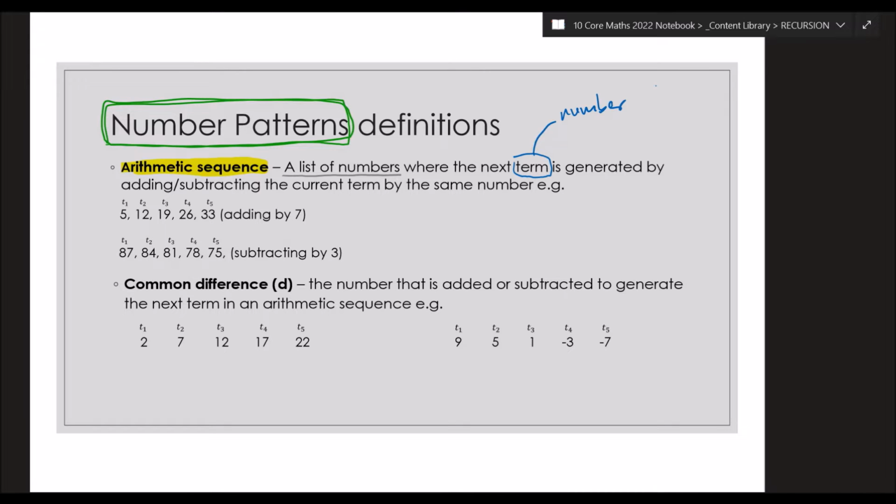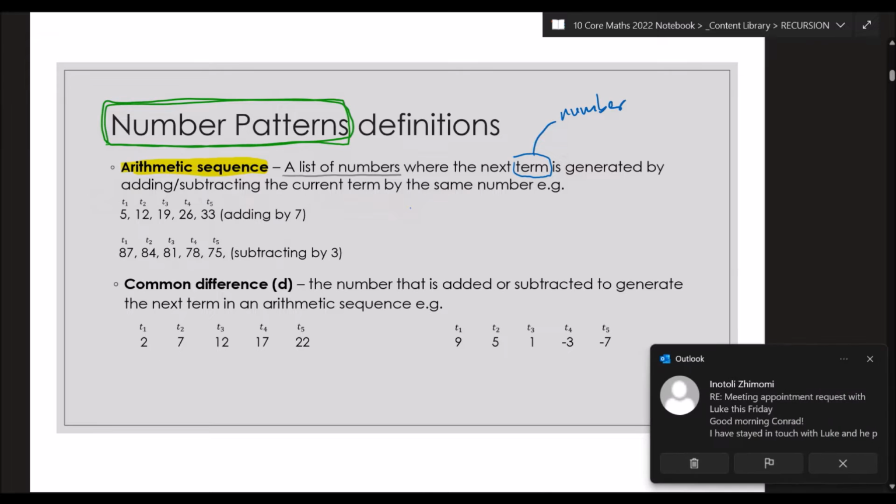Okay, so this is saying it's a list of numbers, or an arithmetic sequence is a set of numbers or a list of numbers where the next number is generated, which is made by, so generated meaning made by, you're either adding or subtracting by the current term with the same number.